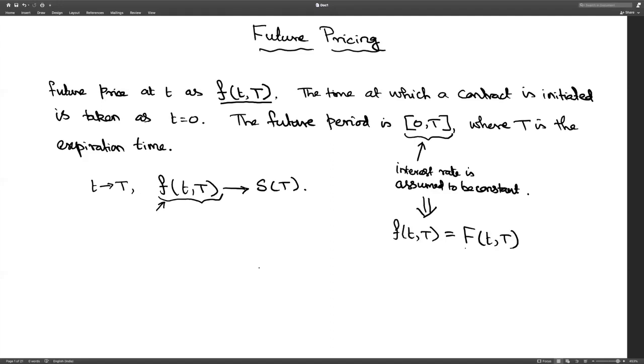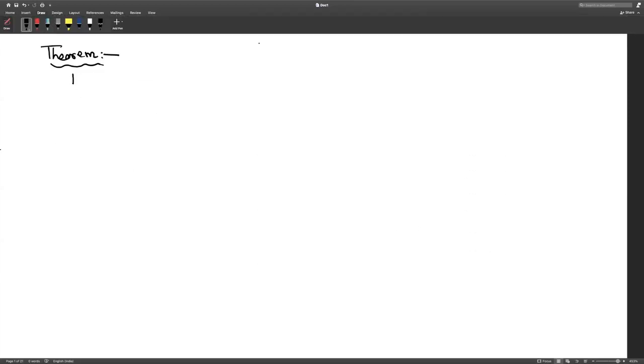Now, from the last section, we know how to obtain a forward price. That is, we have established a formula for forward price. So, under this assumption, the same formula can be adopted for even the future price. That is what the theorem says. Let us state the theorem first. Let us first write the hypothesis for the theorem.